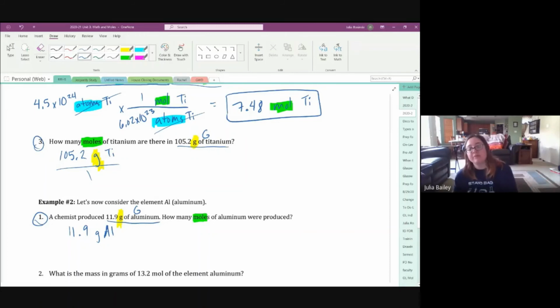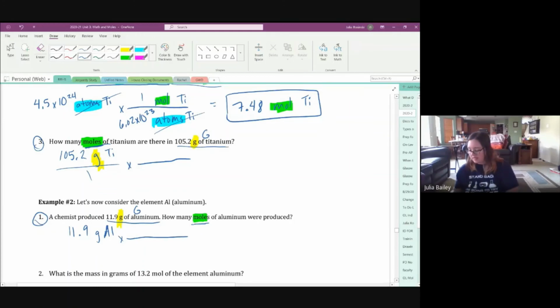Next, you need to figure out how many fractions you need and draw them. So for both of these problems, I see the word moles. If I see the word moles, that means I need given over 1 and a second fraction. I need my given and then a second fraction for both of them.